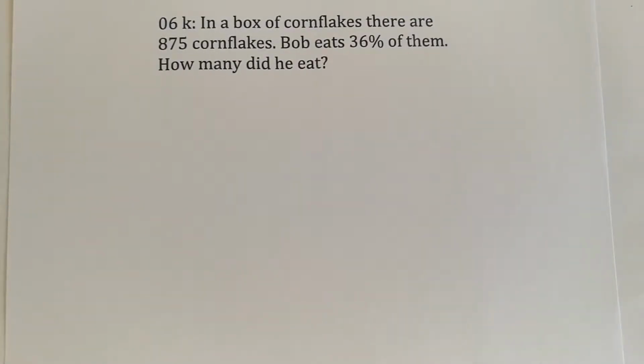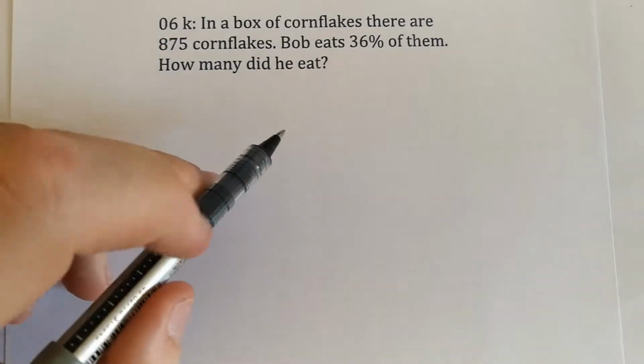In a box of cornflakes, there are 875 cornflakes. Bob eats 36% of them. How many did he eat? Well, obviously, Bob counts out his cornflakes. He's got a bit of OCD, obsessive cornflake disorder, and we need to work this out now.